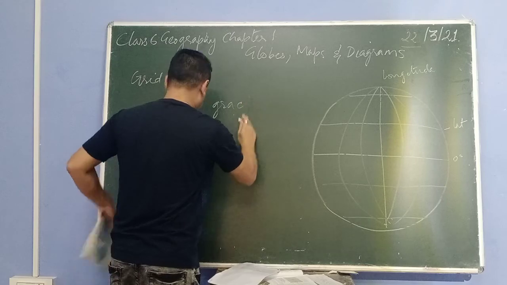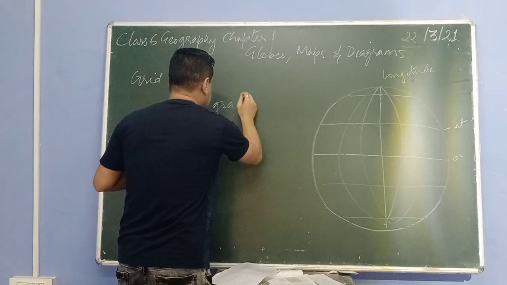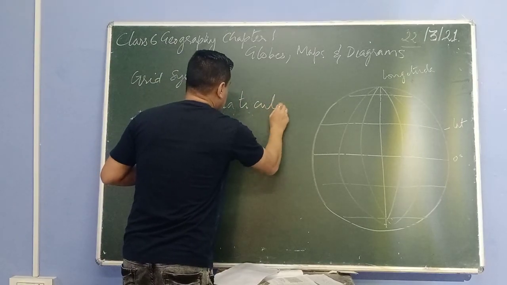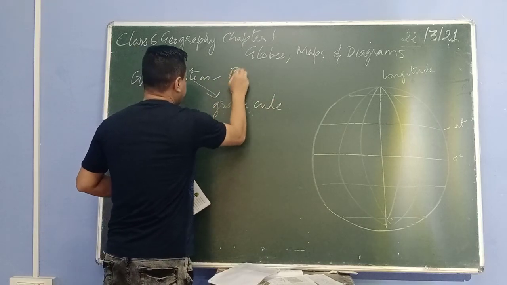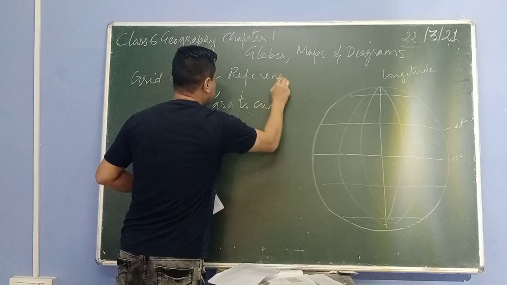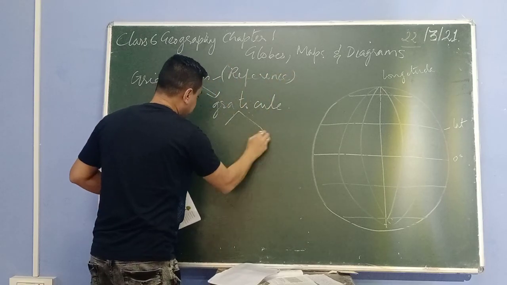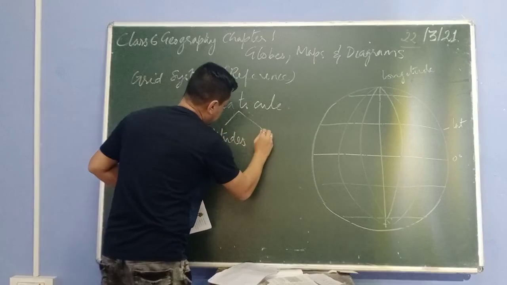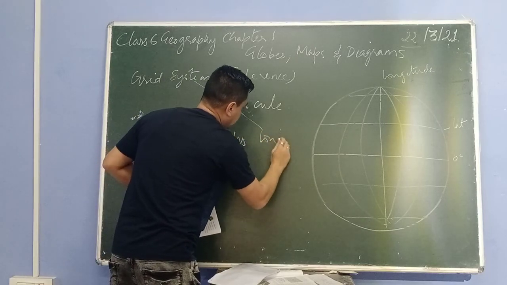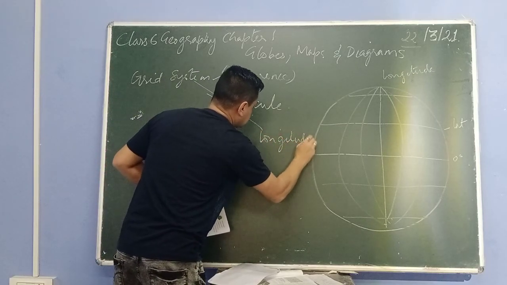Graticule, G-R-A-T-I-C-U-L-E. Graticule is also called grid system. Grid system is also called grid reference. What is graticule? Latitudes and longitudes.